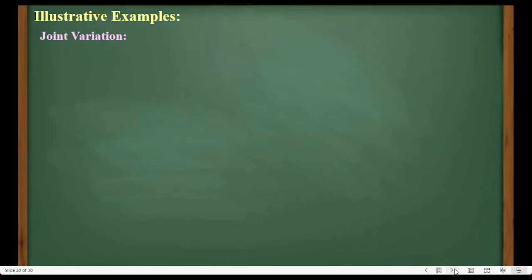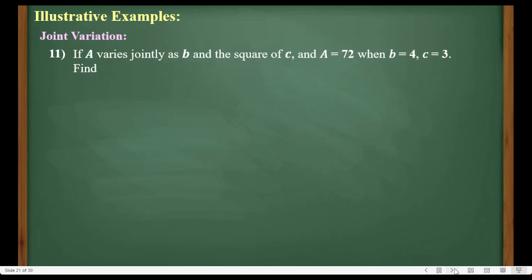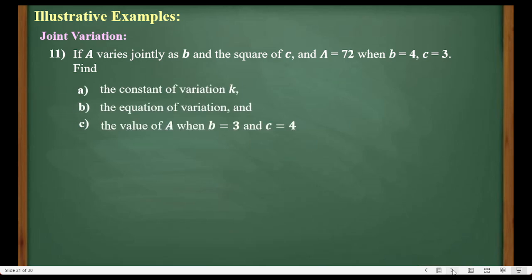Next, number 11. If A varies jointly as B and the square of C, and initially A is 72 when B is 4 and C is 3. Let us find the following. Again, for letter A, the value of K, the constant of variation. Letter B, the equation of variation, and then letter C, the final value of A when the final value of B and C are 3 and 4 respectively.